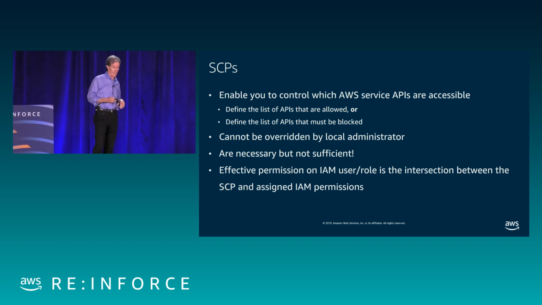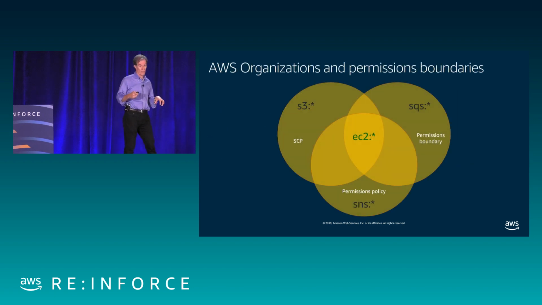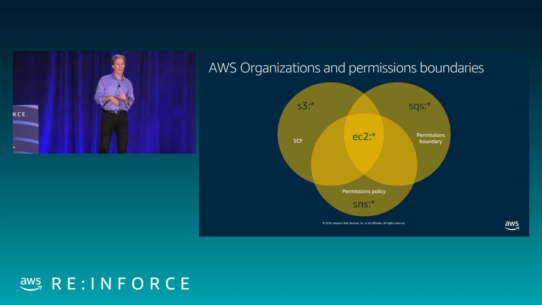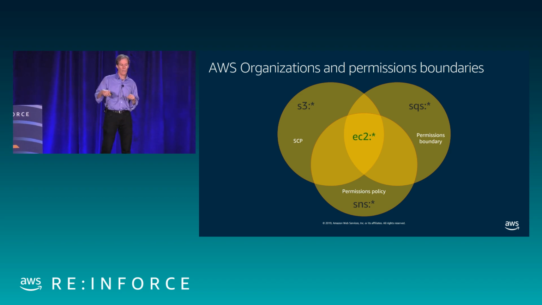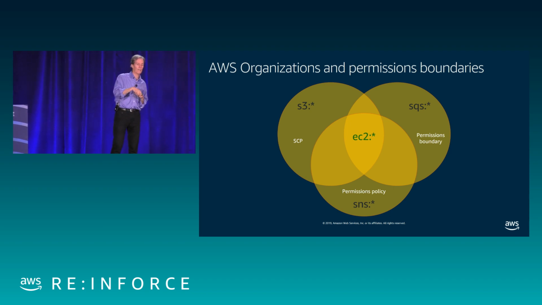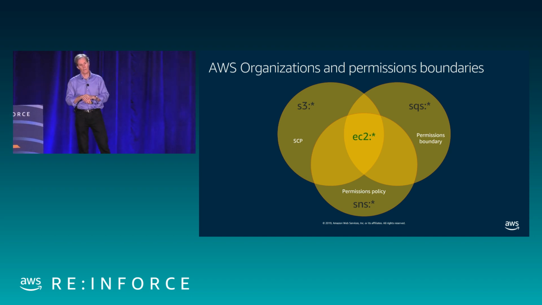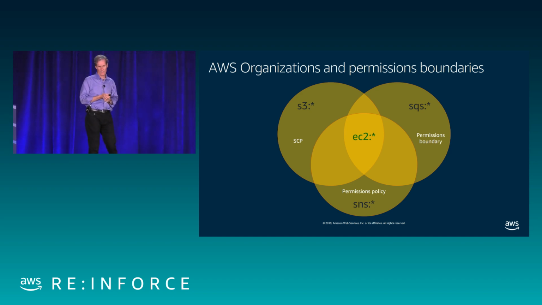So we've already seen the case of two circles combining. Now we've got three. We have the permissions policy that we were looking at before, and we had that overlaid with the permissions boundary, which resulted in EC2 star. And now we've got a service control policy coming along that says S3 star and EC2 star. Well, still the intersection is EC2 star, so that's the only thing a user that happens to have these three things in place can do.